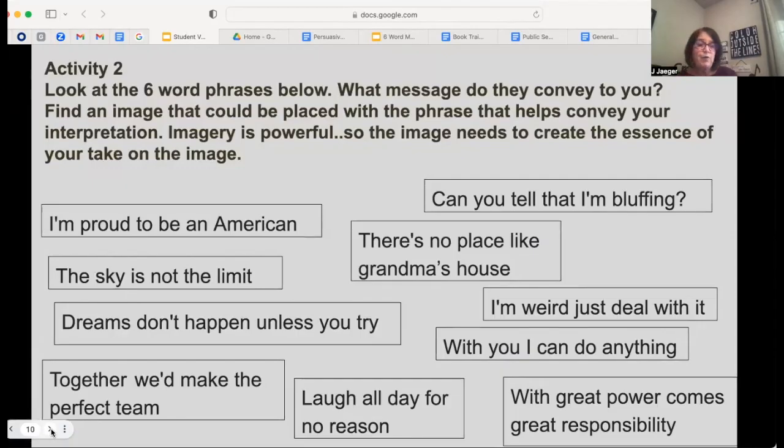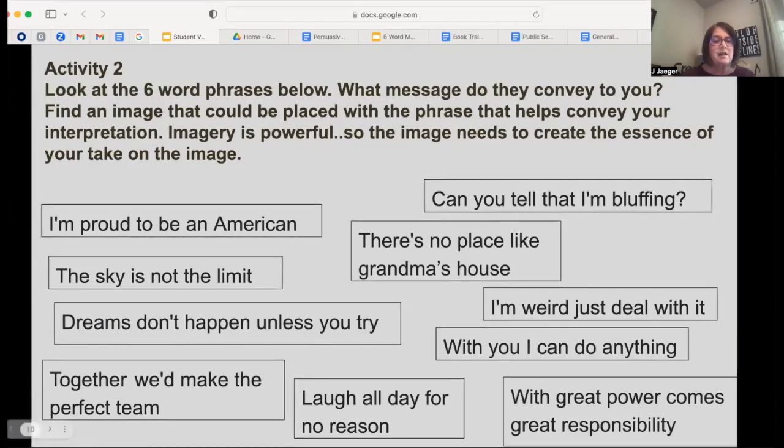For me, with my fourth or fifth graders, I would probably use "I'm proud to be an American." Now you find the image that represents your pride in being an American, or for whatever country that you are from. Or maybe something like "There's no place like grandma's house." What imagery might give me that feeling? I'm thinking my grandmother always had great big loaves of bread that she had recently baked, which would be fun to have as a picture, steaming hot out of the oven.